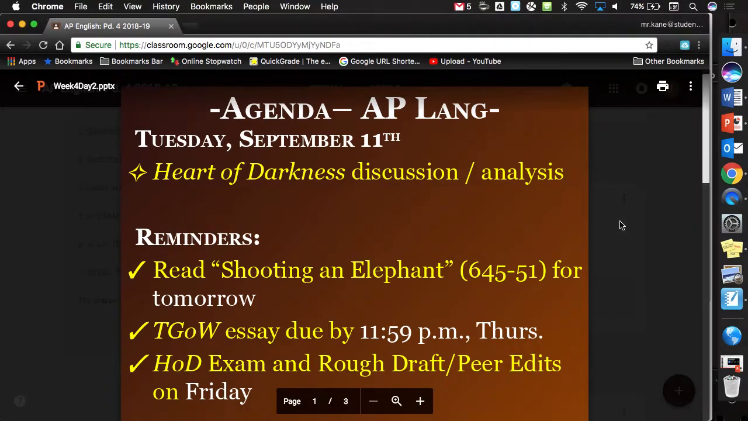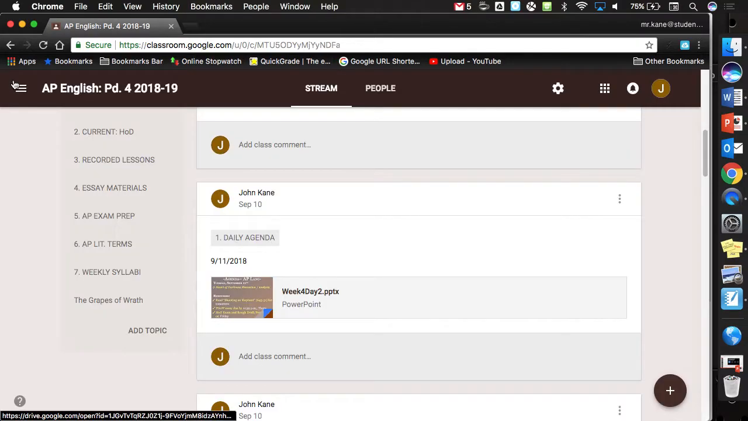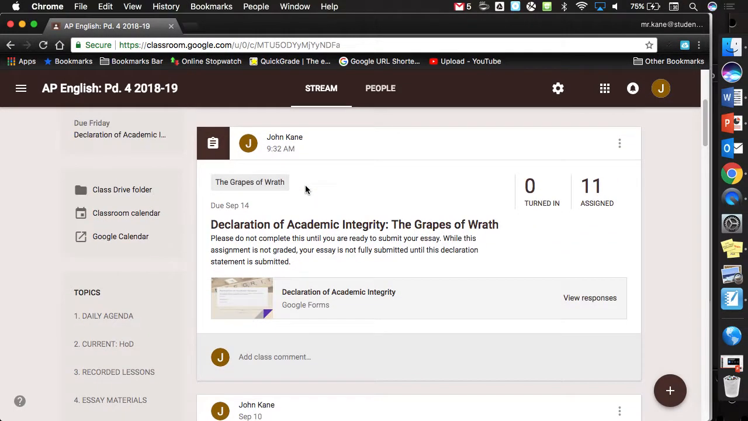On Google Classroom, there is something available to you now that goes along with your essay for The Grapes of Wrath. At the top of the page right now you have this Declaration of Academic Integrity. The quiz thing will be there tomorrow. After you submit your essay, I want you to fill out this form, and it's due through Friday.